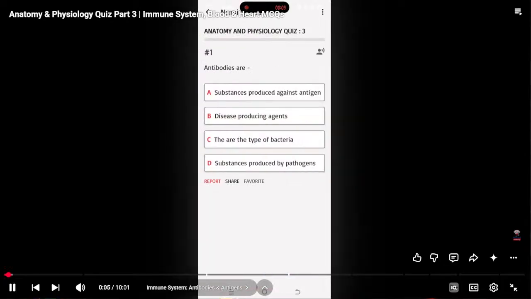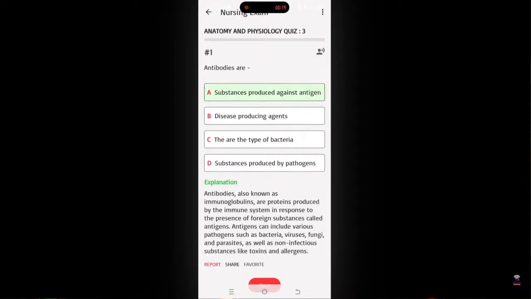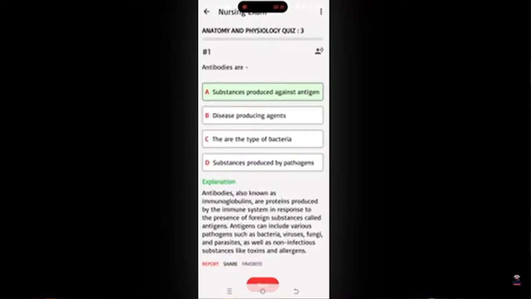Antibodies are A. Substances produced against antigen. B. Disease-producing agents. C. The air, the type of bacteria. D. Substances produced by pathogens. Correct answer. Antibodies, also known as immunoglobulins, are proteins produced by the immune system in response to the presence of foreign substances called antigens. Antigens can include various pathogens such as bacteria, viruses, fungi, and parasites, as well as non-infectious substances like toxins and allergens.